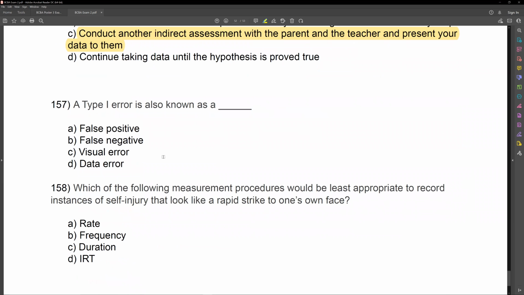157, quick, easy question. A type 1 error is also known as a false positive. What is a false negative? That is a type 2 error. You just got to know this, okay? Really no tricks to it. Type 1 is false positive. Type 2 is false negative.